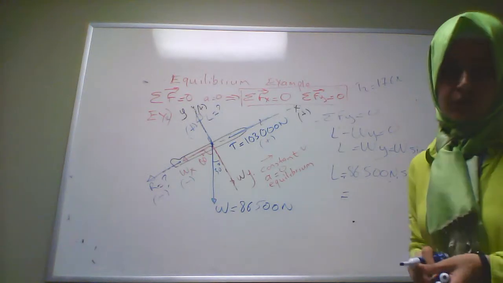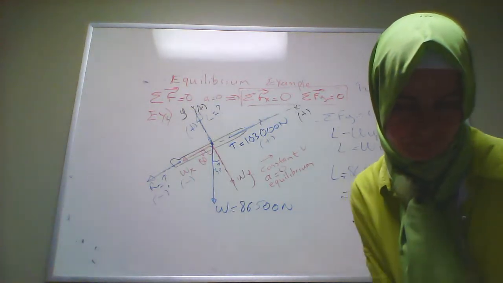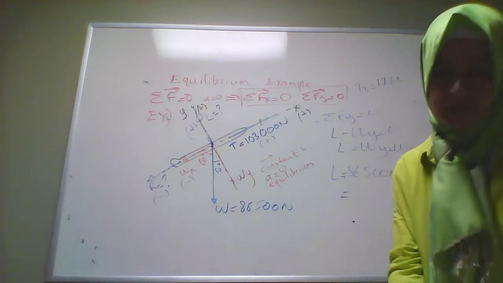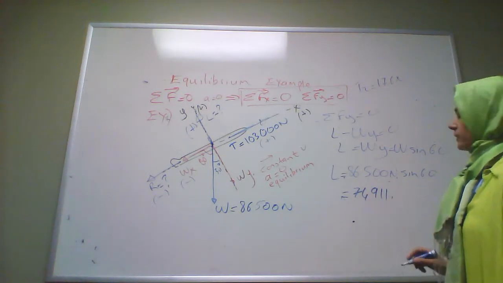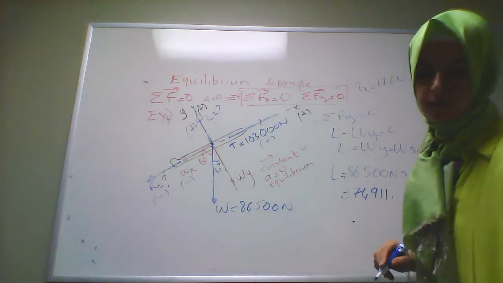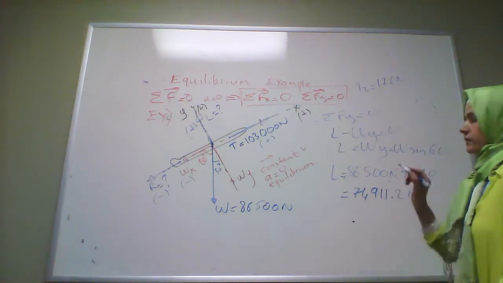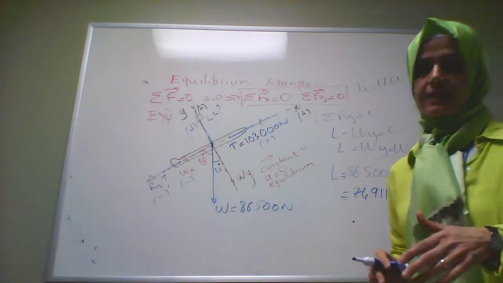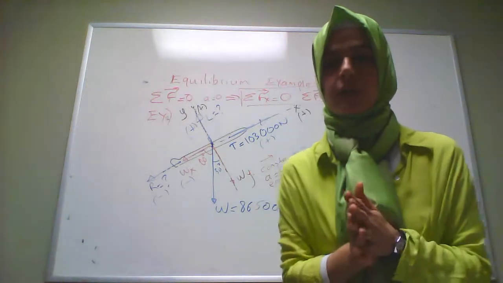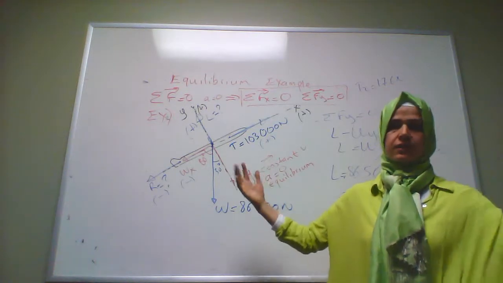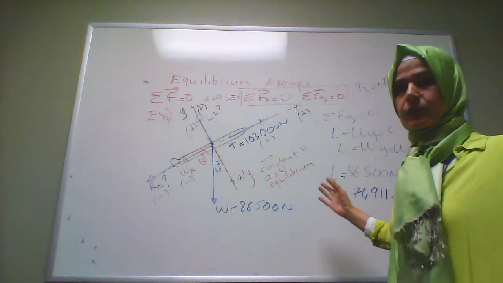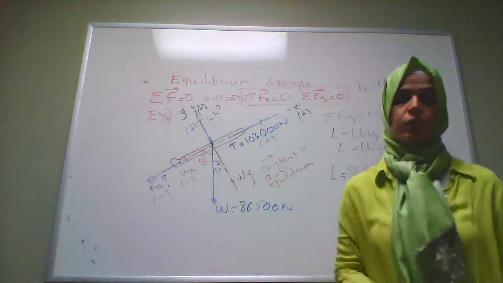And the answer should be 74,911, around there, 0.2 Newton. And that's it. Equilibrium questions. We look at the forces to one side, and total forces to one side should be equal to total forces to the other side. Along x, horizontal axis, and the same goes for along y.